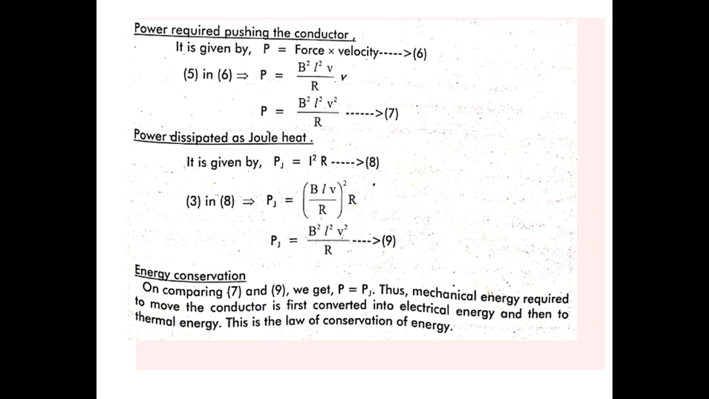Then on comparing equation number 7 and 9, equation number 7 is P = B²L²V²/R, and PJ is also equal to B²L²V²/R. Therefore, we get P = PJ. The power required to push the conductor is equal to the power dissipated as Joule heat.